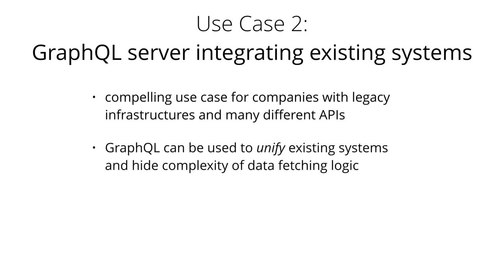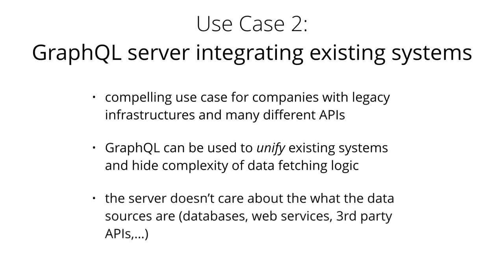In that context, GraphQL can be used to unify these existing systems and hide their complexity behind a nice GraphQL API. This way, new client applications can be developed that simply talk to the GraphQL server to fetch the data they need. The server is then responsible to make sure it fetches the data from the existing systems and packages it up in the GraphQL response format. Just like in the previous architecture where the GraphQL server didn't care about the database being used, this time it doesn't care about the data sources that it needs to fetch the data that's needed to resolve a query.